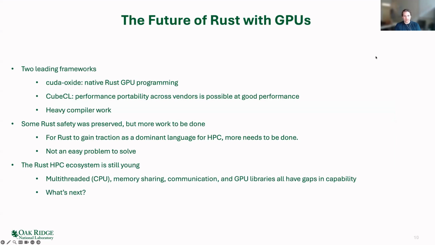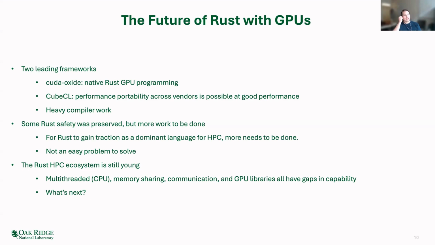And then lastly, like I said, two leading frameworks, in my opinion, and hopefully most people's opinion, are CUDA Oxide and kubectl. CUDA Oxide is really good at native GPU programming, as native as you can get, and kubectl is really good at performance portability across vendors. Both of these frameworks used heavy compiler work, so I'm really impressed, and they did awesome work. Maybe you can already tell which one's my favorite, but I'm trying not to play favorites.